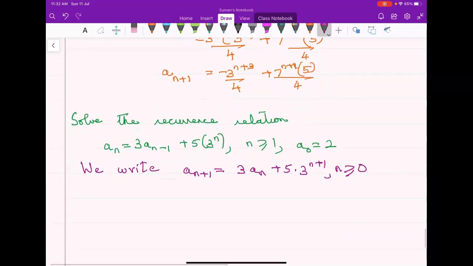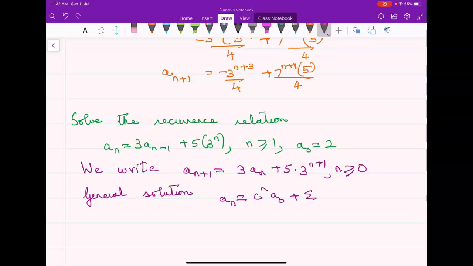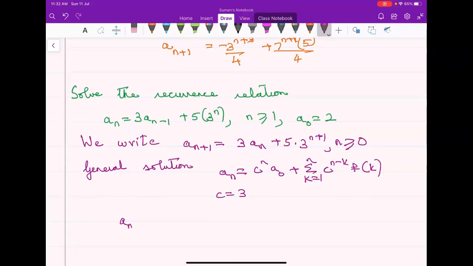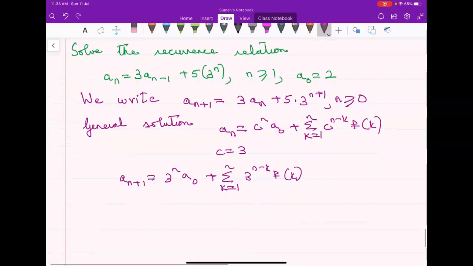So again, this is non-homogeneous, and what would be your general solution? It is an equal to c raised to n a naught plus summation k taking value 1 to n c raised to n minus k fk. Now here c is 3. So substituting this, what do we get? Again, a lot of calculations. So an plus 1 would be 3 raised to n a naught plus summation k taking value 1 to n 3 raised to n minus k times f of k. And f of k is 5 into 3 raised to k.